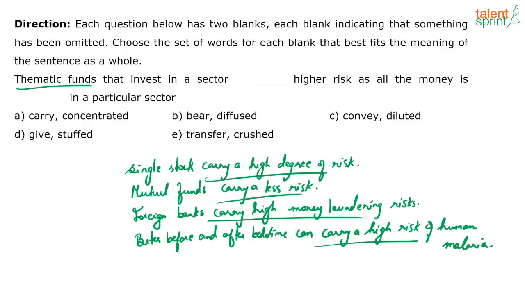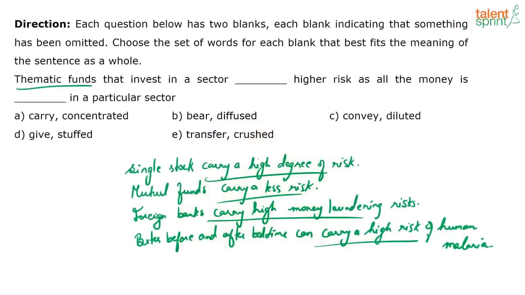second blank also, look at it. If you look at the options for the second blank, it says concentrated, diffused, diluted, stuffed and crushed. None of the options will fit except for A, no? For blank 2, to diffuse something means to put out something. Dilute means like I'm making the milk more watery by diluting it with water. Stuffed, we're talking about money, it just doesn't make sense, right? Some of you it might, but crushed, money is crushed in a particular sector.